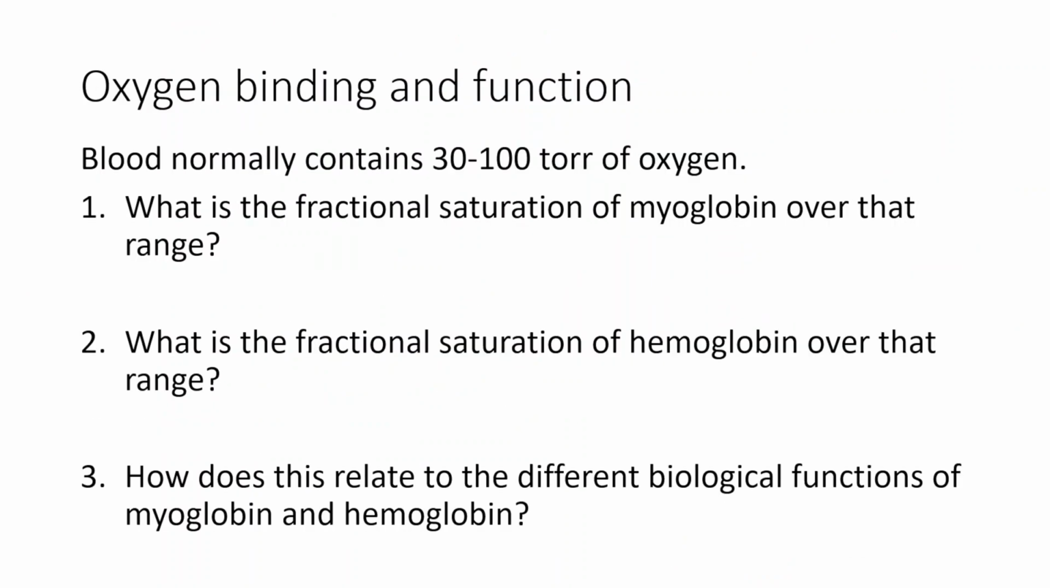Let's think about oxygen binding. Here is another question. Blood normally contains between 30 and 100 torr of oxygen. Please refer to the graph on the last slide when you're answering these. I'll give everybody another 5 or 10 minutes to think about what is the fractional saturation of myoglobin and hemoglobin over that range of oxygen pressure in the blood, and how does that relate to their different biological functions. So I'll give everybody about 5 or 10 minutes for that.